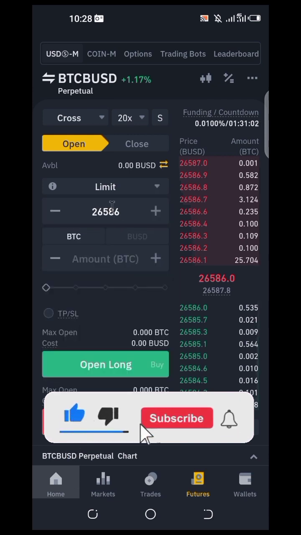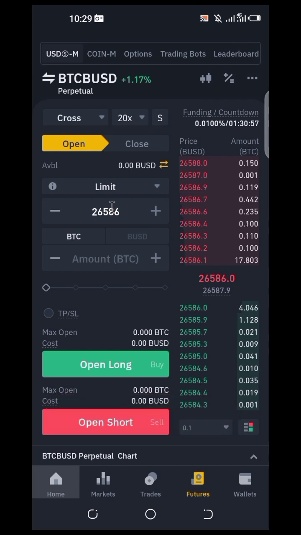Okay, so limit orders allow you to open a pending position either higher than the current price in the market or lower than the current price in the market. So what this means is that if the current price of BTC in the market is 26,586, so this is it, 26,586, so that's the current price of BTC in the market. So limit orders allow you to enter a position higher than this price or lower than this price.